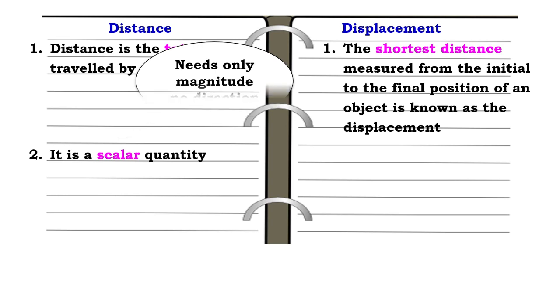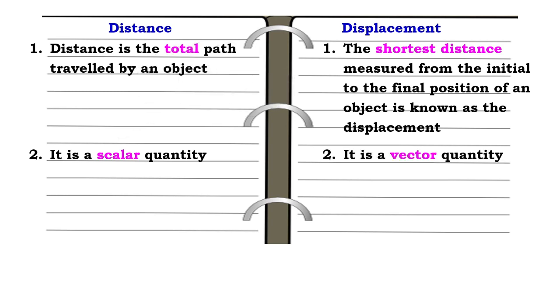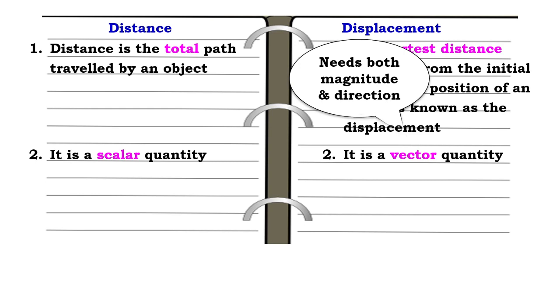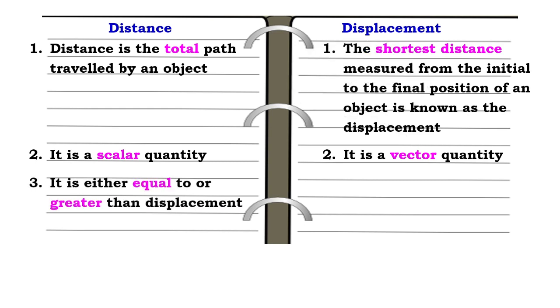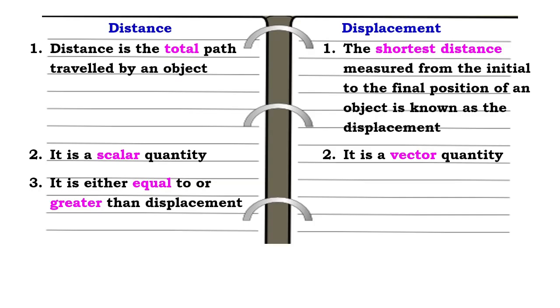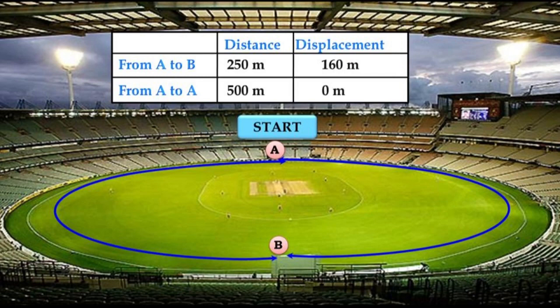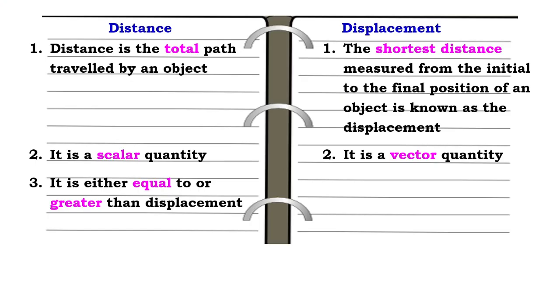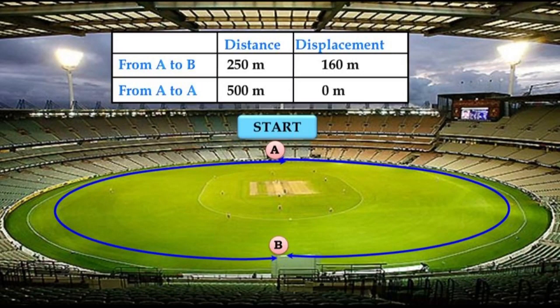Whereas displacement is a vector quantity which needs both direction as well as magnitude. Distance is either equal to or greater than the displacement. Distance can never be negative. It is either equal to the displacement or always greater than the displacement. For example, we saw here that distance is greater than displacement, or at maximum it can be equal. In which case will it be equal, we'll come to know later on. Displacement is either equal or less than the distance. If you can see, in both the cases the displacement value is smaller than the distance.